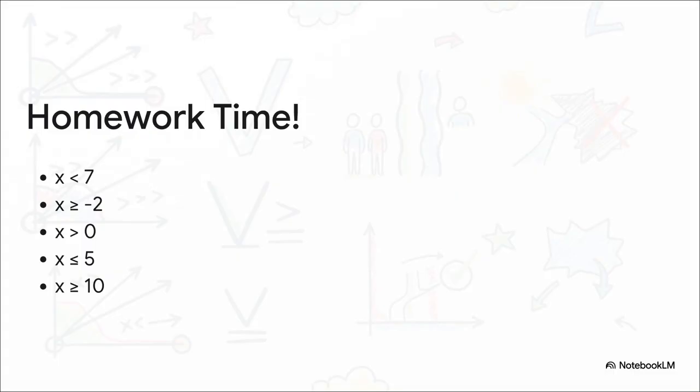The source material actually throws in some homework here with 5 practice problems to test this out. It gives us x is less than 7, x is greater than or equal to -2, x is greater than 0, x is less than or equal to 5, and x is greater than or equal to 10. Just remember your 3 steps. Find the target number, decide if that circle is open or closed, and draw your arrow.